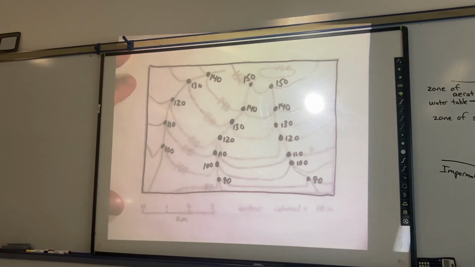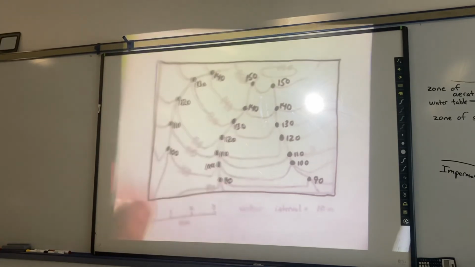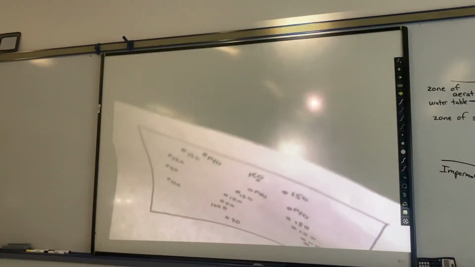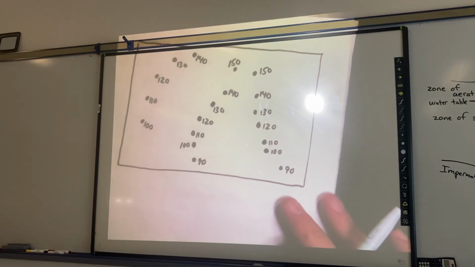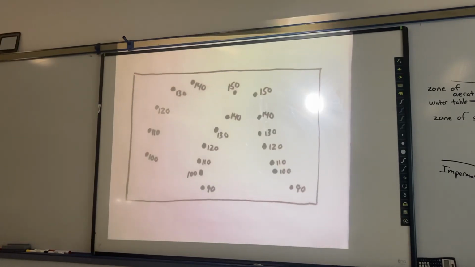All right, so what these data points are, where the stream crosses the contour line, these are spots where the water table reaches the surface. Now I don't need that part anymore. What I have right here is all the data I need to draw a map of the water table.